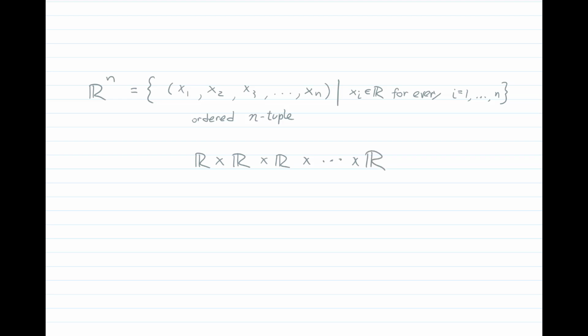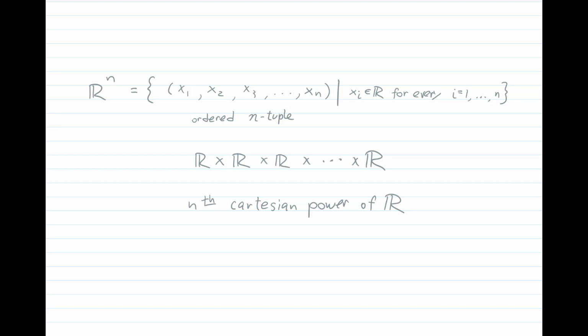Okay, you can call that the Cartesian power, is what our book calls it. Okay, the nth Cartesian power of R. That's what our book calls it.